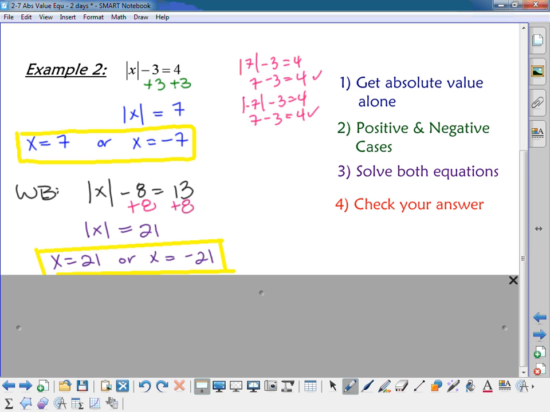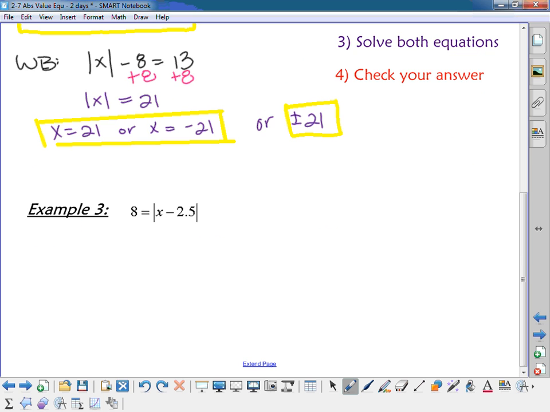Do you have a question? Yes, you can. You can also write it plus or minus 21. Okay, but be careful because it's not always going to come out to just plus or minus a number. Sometimes the numbers are going to be completely different, like for instance on our next example. So do make sure you actually do the work and test it out. Don't just jump to plus or minus whatever you get on your positive case.